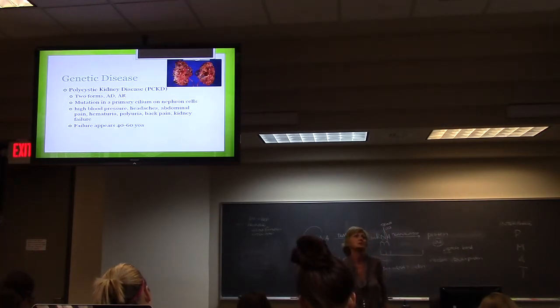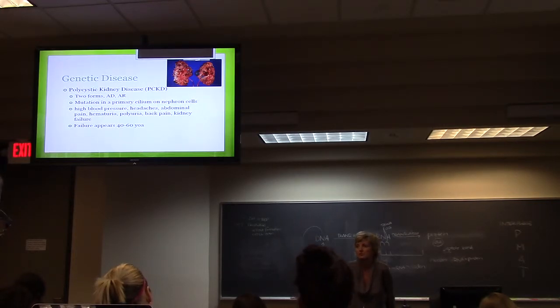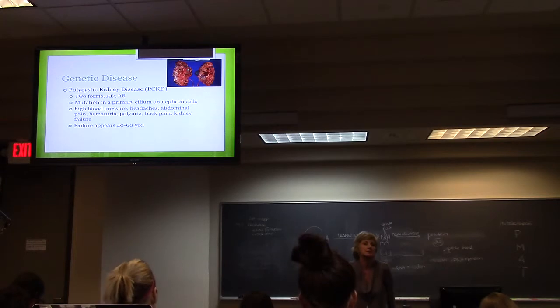There are so many of these, but here's another example, polycystic kidney disease. Look at those post-mortem kidneys. They have many cysts, polycystic. And there are two forms. One is an autosomal dominant example, and that's why I put AD there. Another is an autosomal recessive. So there are two different forms of polycystic kidney disease.